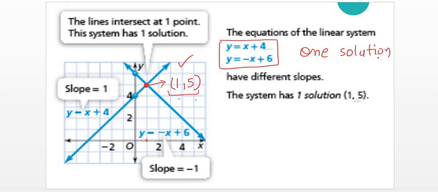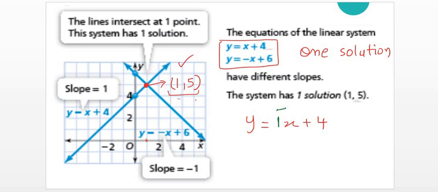Clear? Now how will I know that this system has only one unique solution? Means there is no other solution, there are not many solutions, there is only one possible solution for this one. How will I know? I will check the slopes of both the lines. So if you look at the first equation, y equals x plus 4, what is the slope of this line?